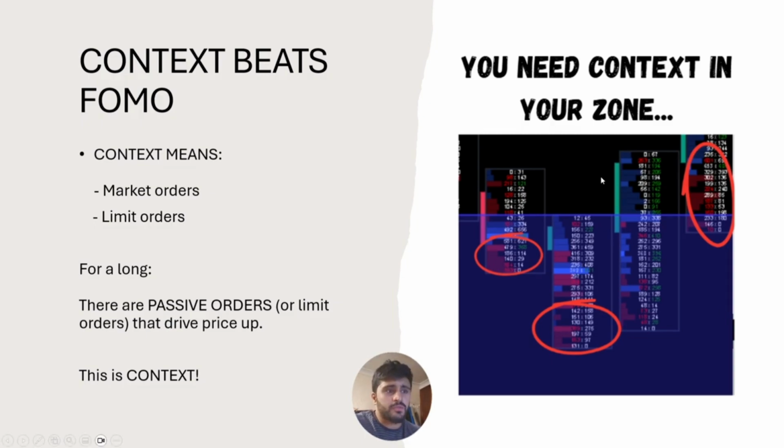Now, the context you need is you need to understand where the sellers are aggressive, and you need to have a key level defined. And if you see a break above that key level, it shows you the market sell orders have not been successful. Therefore, there are buy limit orders resting here. That is the basic context you need when it comes to order flow trading.